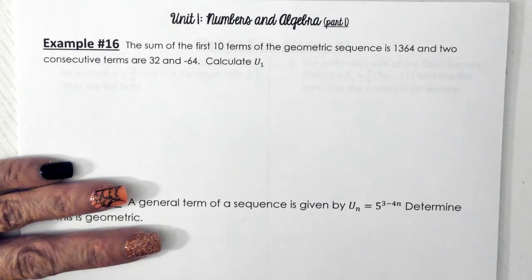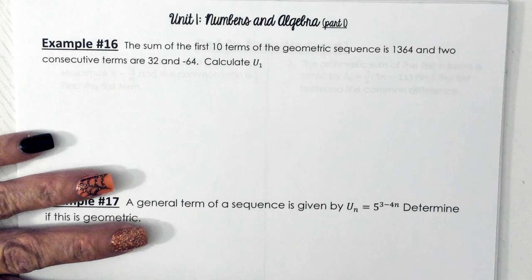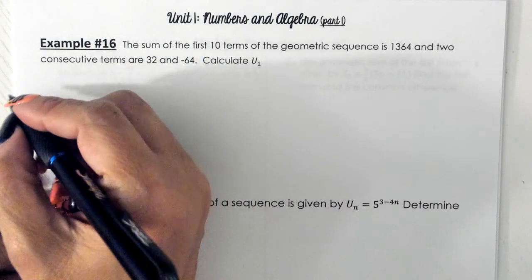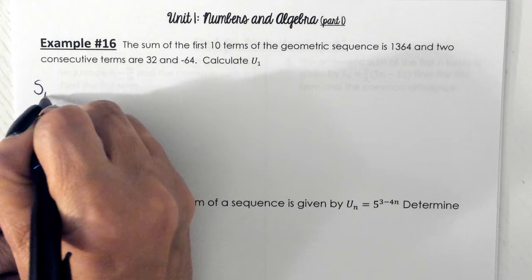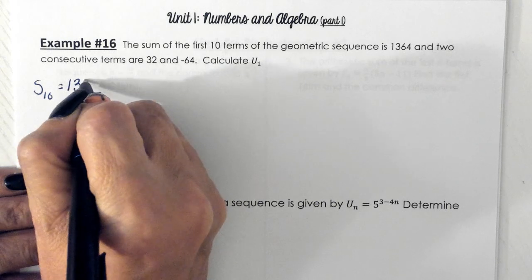All right, the sum of the first 10 terms of a geometric sequence is 1364, and 2 consecutive terms are 32 and negative 64. Calculate u sub 1. So let's write what we know. We know that the sum of the first 10 terms is 1,364.